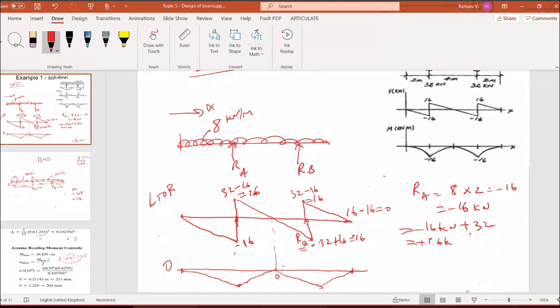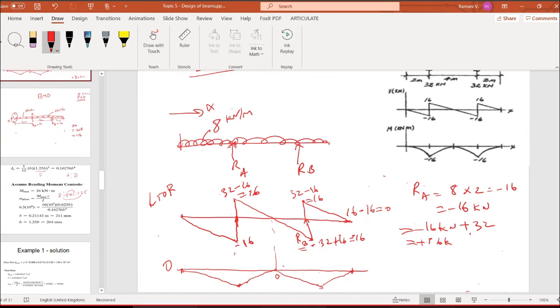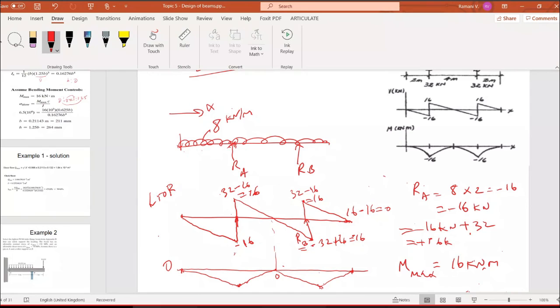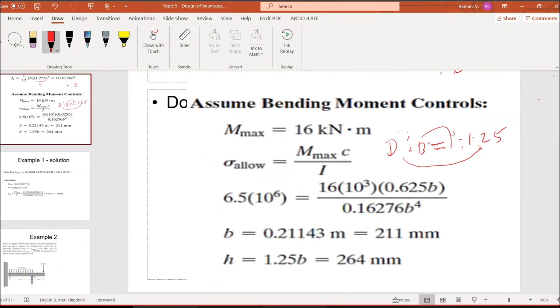So you can calculate the value like this for the given UDL and end up with the bending moment value. Let me take the maximum bending moment. Maximum bending moment equal to 16 kilonewton meter. The maximum bending moment produced by this loading is 16 kilonewton meter. Both positive values. Okay, let's calculate the value. Just substitute the value of bending moment here.